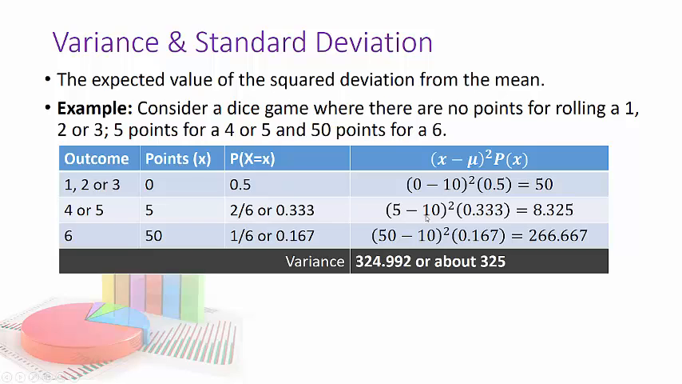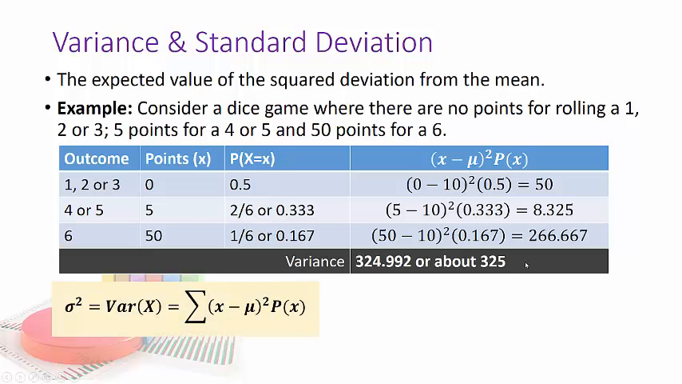I'll do the same thing for the next one. 5 minus 10 is negative 5. I square that. I get 25 times basically a third. Gives me 8.325, roughly. All right. We've got 50 minus 10, that's 40. Square it and multiply by 1/6, and I get almost 300, 267 roughly. When I add all of these things together, I pretty much get 325 as the variance.